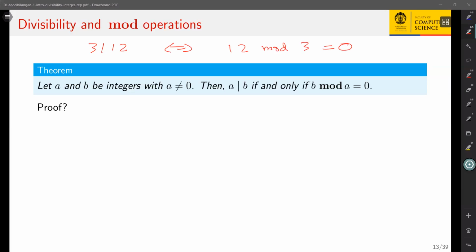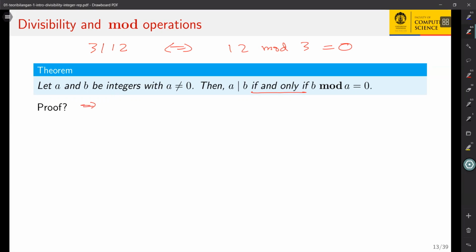Yeah. Well, this should be quite easy, right? So I'll give you a way to prove this. If you want to prove this if and only if statement, then we have to prove one direction, from left to right, and then from right to left, right? So let's start from the left to right.